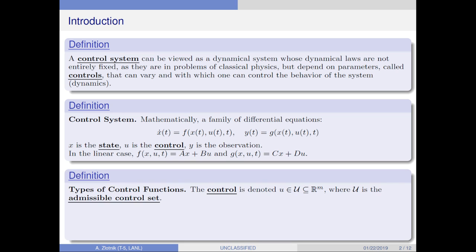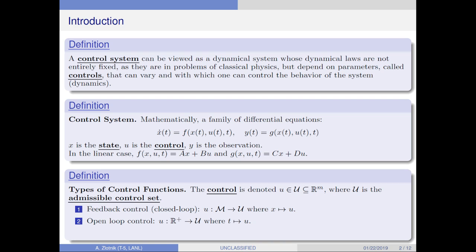Now, there are several different types of control functions that can be used in control system design. So the control is denoted as u, which lies in some subset of R^m, where U is the admissible control set and m is the number of control functions. So first, one can design feedback controls, which are closed loop, which map from some manifold M on which the system state x evolves to U. So there's a direct mapping from the state to the control.